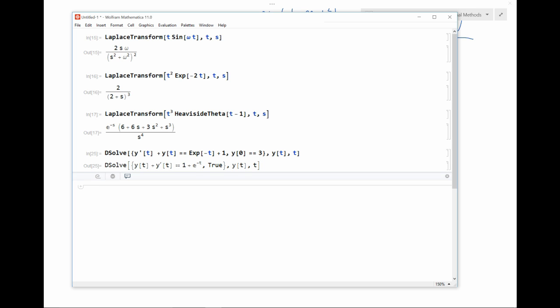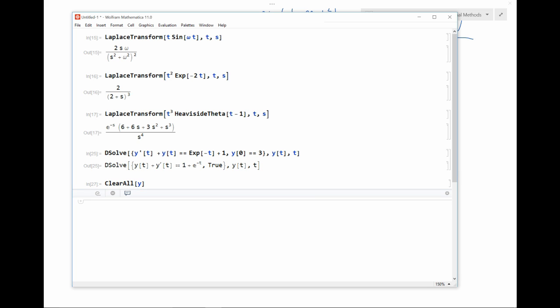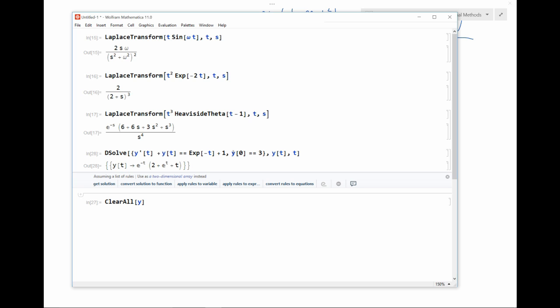What happens now, if you notice that y is now having black color, that means that y is a known symbol to Mathematica. And Mathematica remembers now that y at 0 has to be 3. So what we have to do is clear any values that are assigned to the symbol y. Once we do it, we can see that y turned blue, and now DSolve works as expected again. So make sure you use your double equal signs.